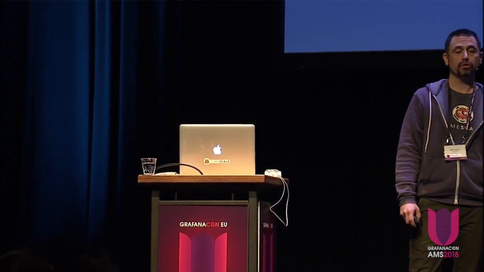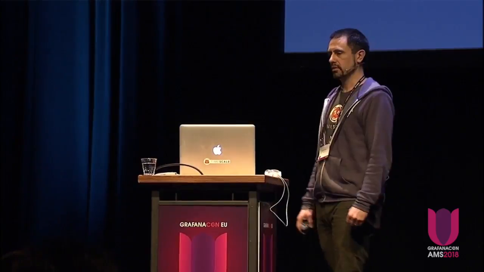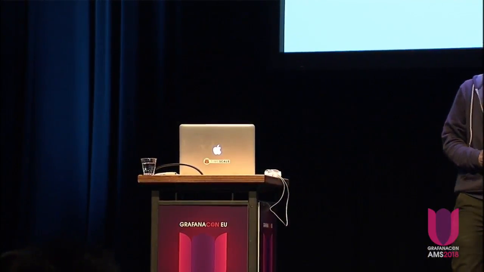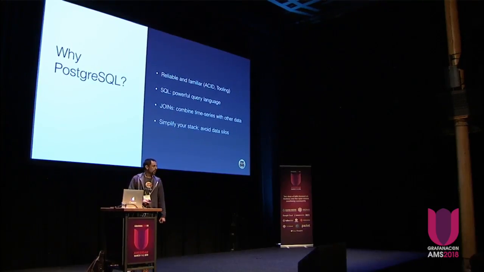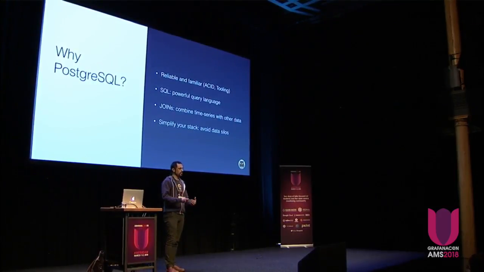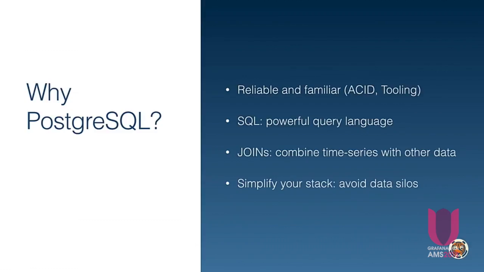And in this talk, I want to talk more about TimescaleDB and how we can use it together with Prometheus and Grafana for storing, analyzing, and visualizing metrics. So again, this is something I talked a little bit about in the last talk, but why use Postgres for this kind of stuff? Well, again, it's reliable, familiar, you get full ACID support, all the tooling around it. You get SQL, the powerful query language. You have joins, you can combine different types of data, time series with metadata or other types of business data. And again, you can simplify your stack, stick to one database instead of having your data split across many different databases.